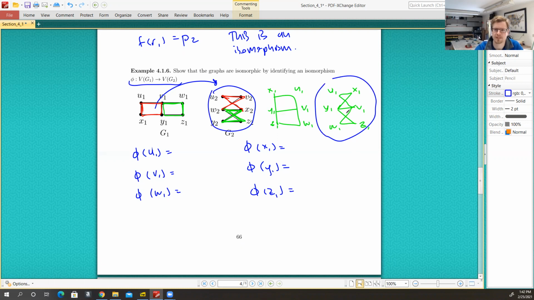It's perfect. So what I'm going to do is send U1 to U2. Well, yeah, this is fine. I'm going to send V1, which is here, to X2. I'm going to send W1, which is over here, to Y2. I'm going to send X1 up here to V2. I'm going to send Y1, which is here, to W2.